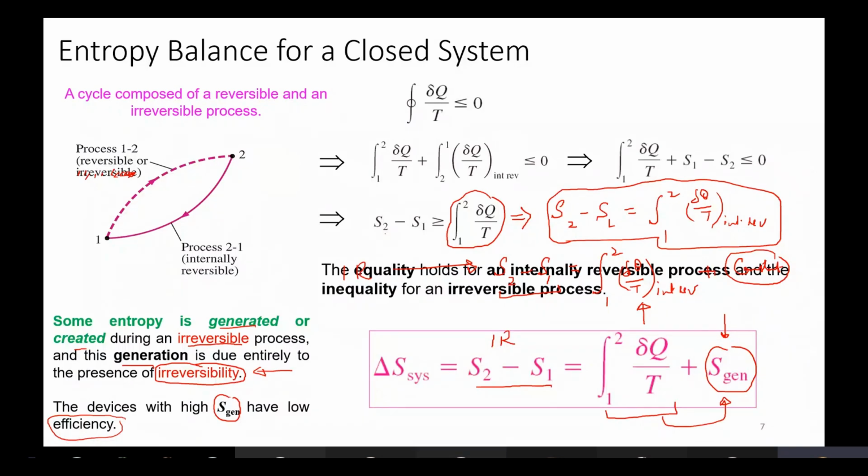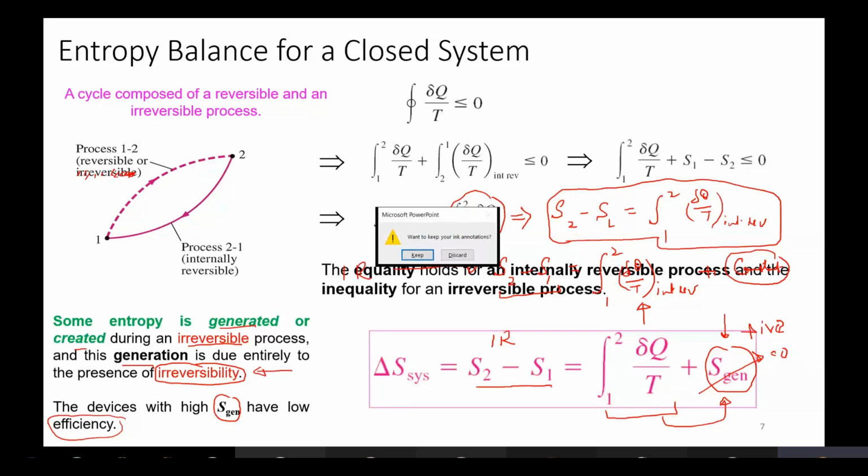Yes, sir. All right. So always remember entropy generation is a positive value. It could either be zero. When would it be zero? Sir, for reversible processes. Very good. And for an irreversible process, it would always be positive.